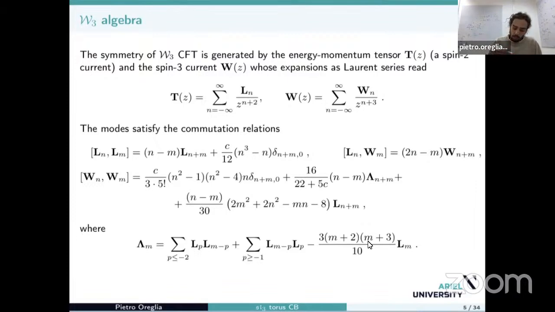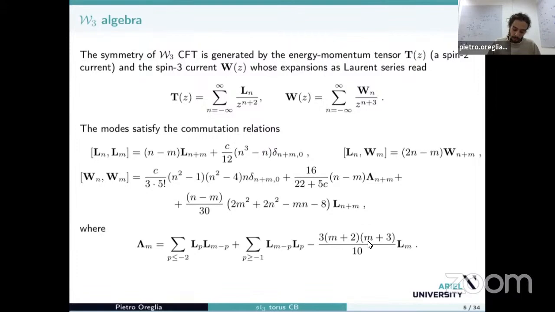And so the symmetry is generated by, as I said, the usual energy momentum tensor, whose expansion is the following one, and from this new spin three current, which is this W current over here. And looking at the commutation relations of the modes, we can find that the L modes satisfy the usual Virasoro commutation relations.